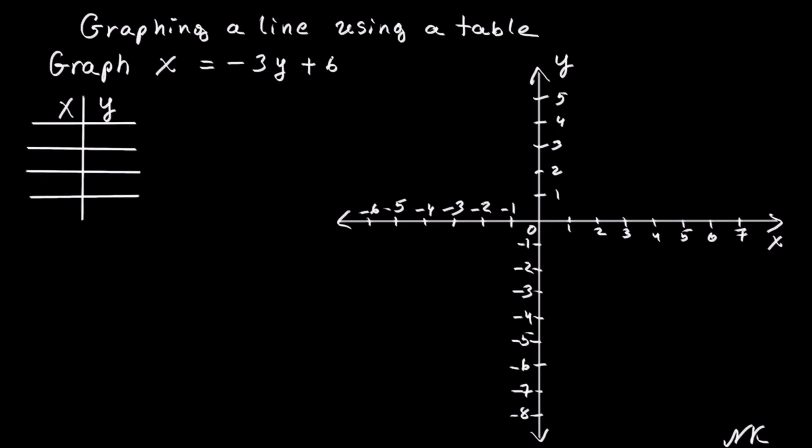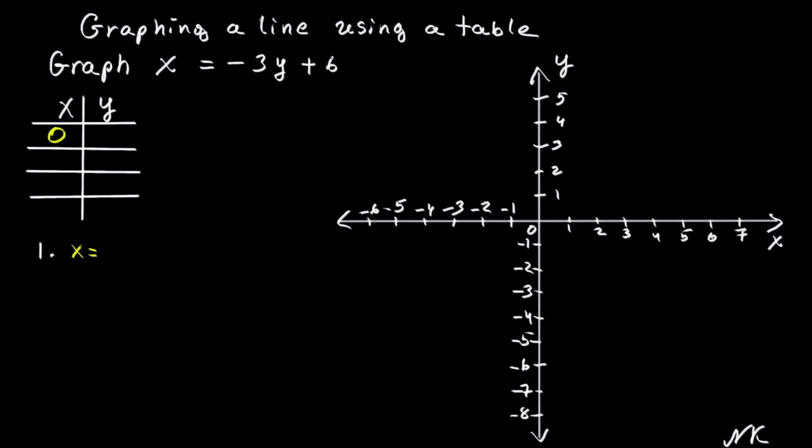So the first thing we're going to do is get the x and y axes and a table. In order to graph a line, you don't need more than 3 points: 2 points to graph and a third one to check your work. The way graphing using a table works, you pick an x or y value to plug into the original equation. So let's pick the first x value as 0.